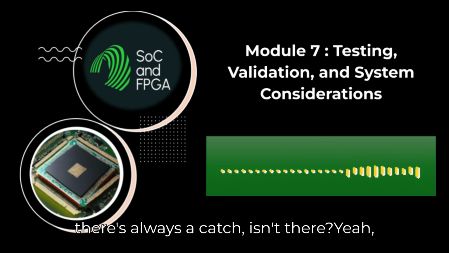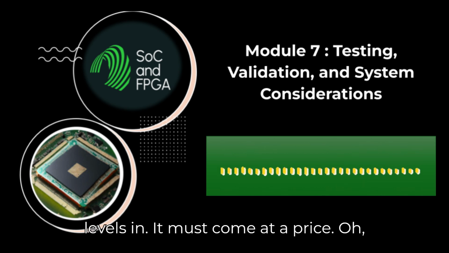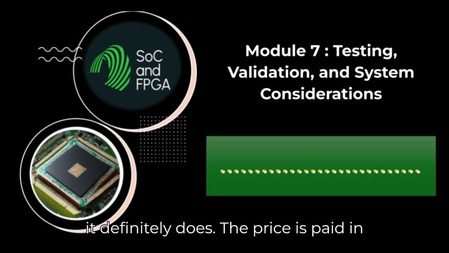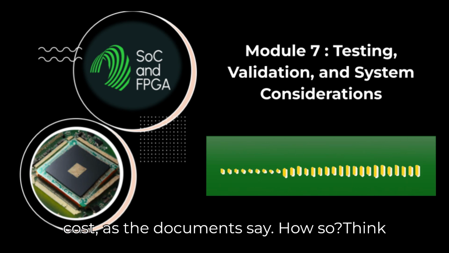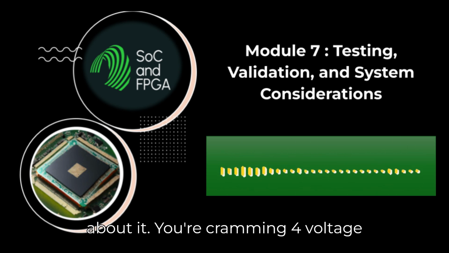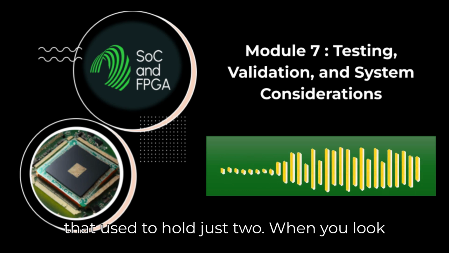Okay, but there's always a catch, isn't there? Yeah. This electrical efficiency, squeezing 4 levels in, it must come at a price. Oh, it definitely does. The price is paid in signal integrity. A significant cost, as the documents say. How so? Think about it. You're cramming 4 voltage levels into the same total voltage swing that used to hold just 2.